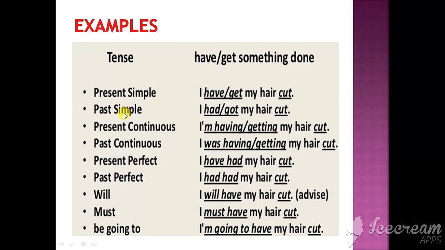If we're talking about past simple like yesterday he cut my hair, so you can say I had or I got my hair cut yesterday. If you're talking about present continuous, something that is happening right now, so you say he's cutting my hair now, it turns to be I'm having my hair cut or I'm getting my hair cut. And we have here some examples from all the tenses we have.